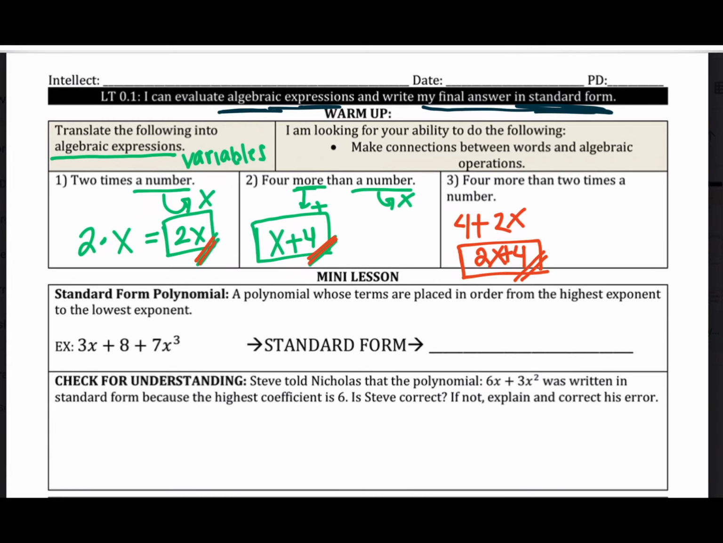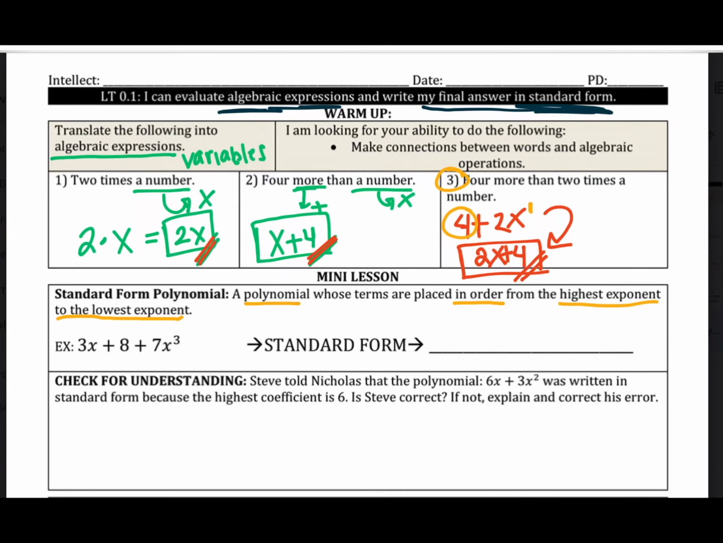And once we actually go over what standard form means, you guys are going to see why I switched it from 4 plus 2x into 2x plus 4. So let's discuss, what is standard form? Well, standard form is basically a polynomial whose terms are placed in order. It depends on the order that you place those terms, from your highest exponent to the lowest exponent. So we notice here in problem number 3 that this term 4 had no exponent at all, and so that's why you placed it last. And here the exponent, there's an invisible 1, so we put that one first.